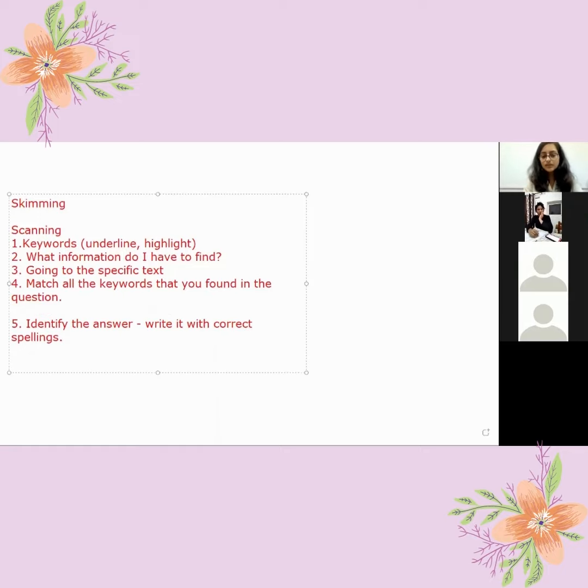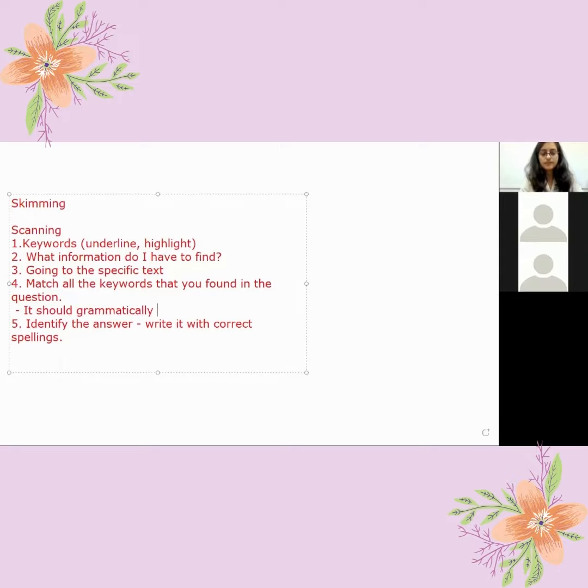Also, there is one little step: you could see if it is fitting in terms of grammar. So, yeah, it should grammatically be correct. And this is something I would like to tackle next week also, how we can check whether it's grammatically fitting or not. So, yes, and then identify the answer and write it with the correct spelling. So this is just a sub point that I've added over there.